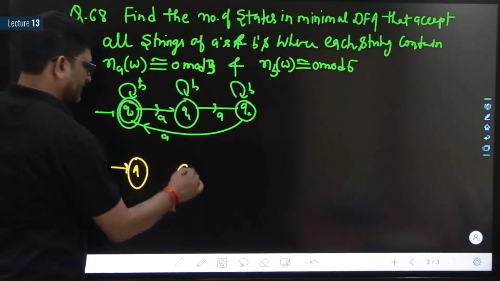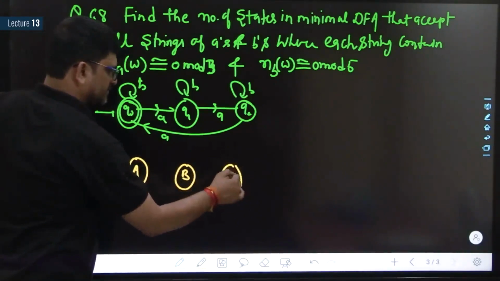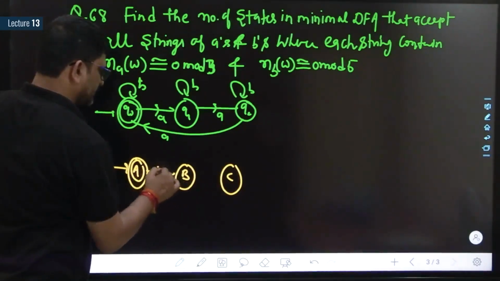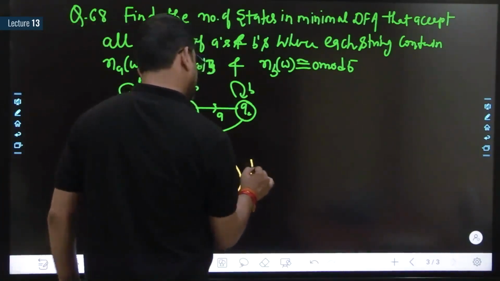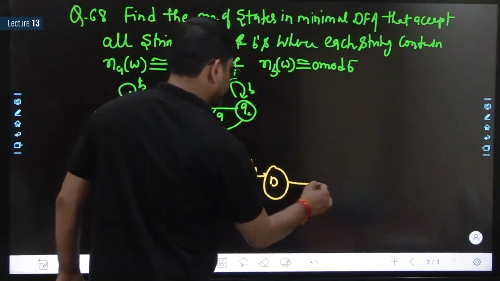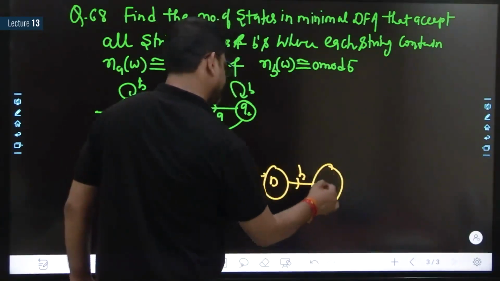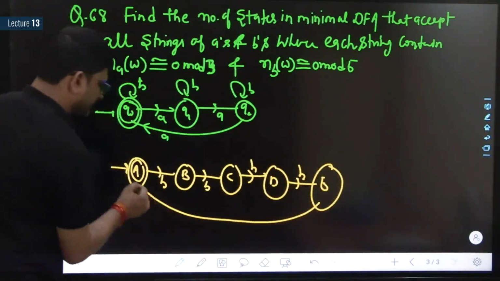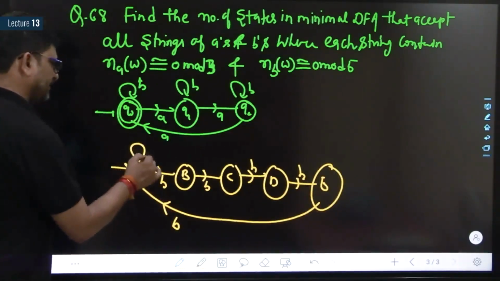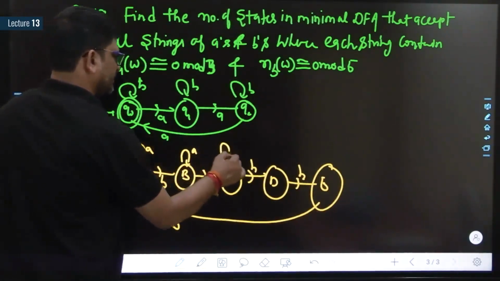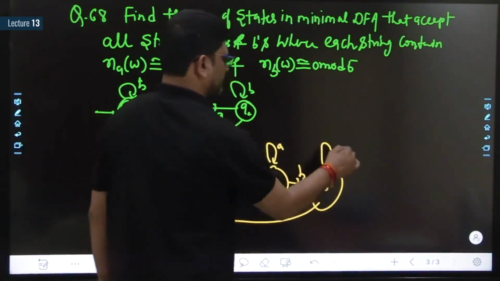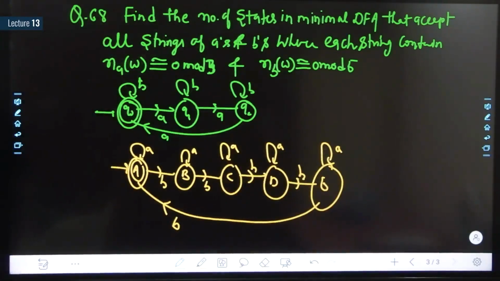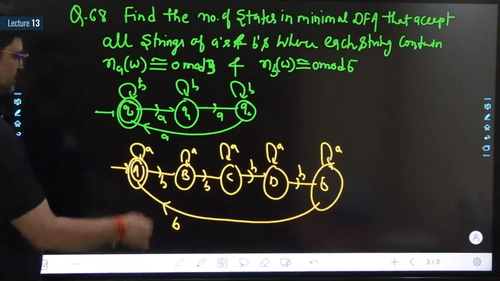A, B, C. This is final. 1B, 2B, 3B, 4B, 5B. A's. Clear? Then how many states are possible in this DFA?